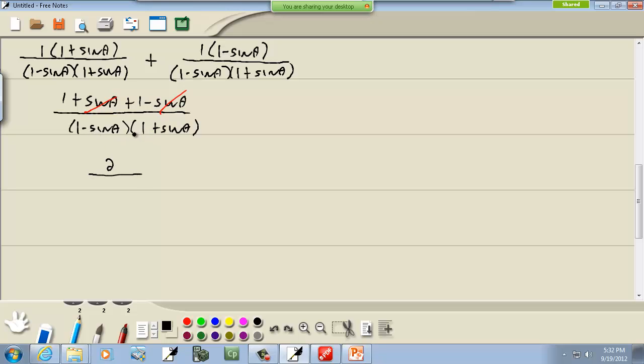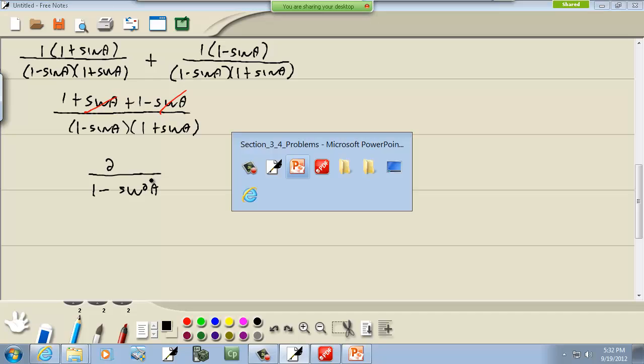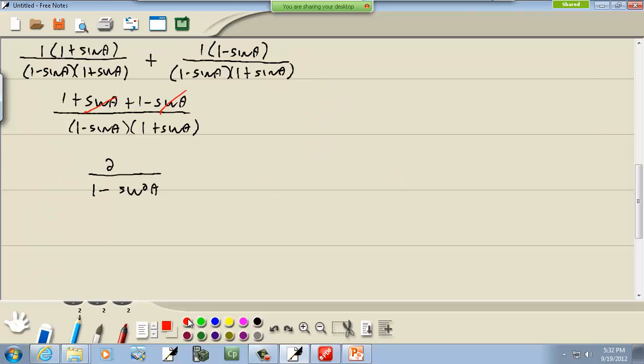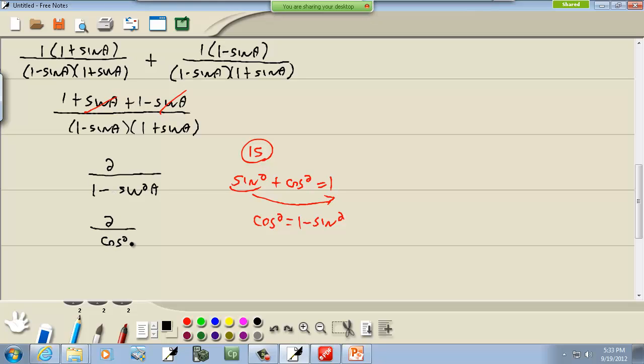And these are conjugates, so I'm going to go ahead and multiply them together. We'll multiply the first parts: 1 times 1 is 1, minus sine theta times sine theta is sine squared. Now from number 15, I think, sine squared plus cosine squared is equal to 1. To get it to look like this, all I have to do is take my sine squared over to the right side. So we get cosine squared is equal to 1 minus sine squared. So the bottom part here I can rewrite as cosine squared theta.